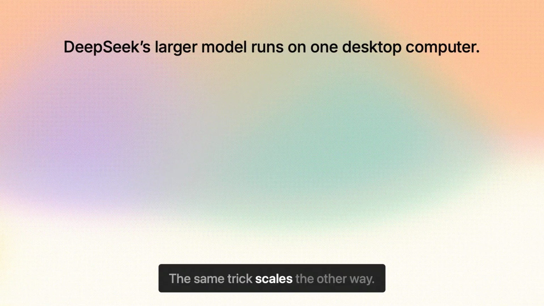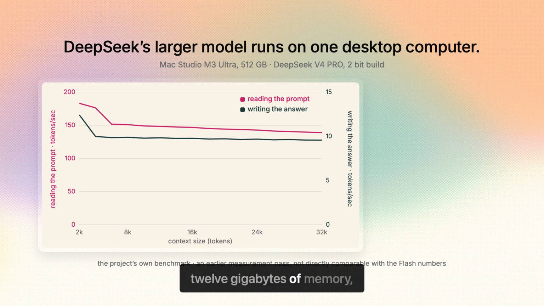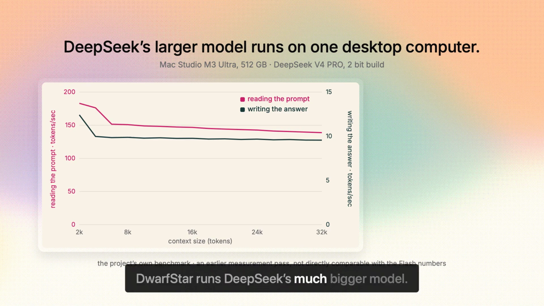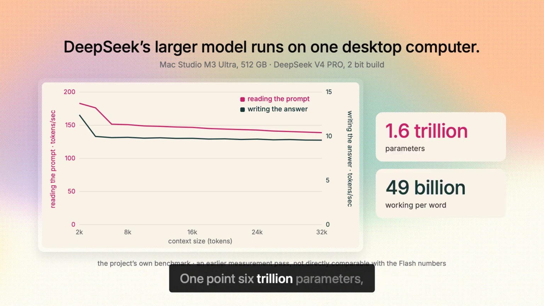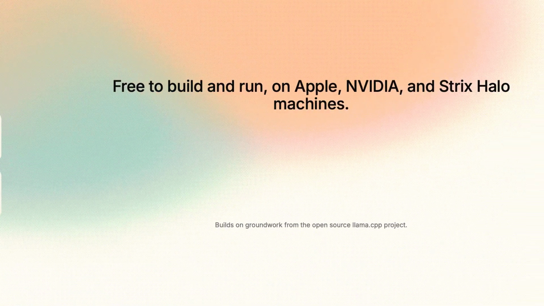The same trick scales the other way. On a Mac Studio with 512 gigabytes of memory, DwarfStar runs DeepSeek's much bigger model. 1.6 trillion parameters, and about 49 billion of them work on each word. Same engine, same idea, a bigger machine.